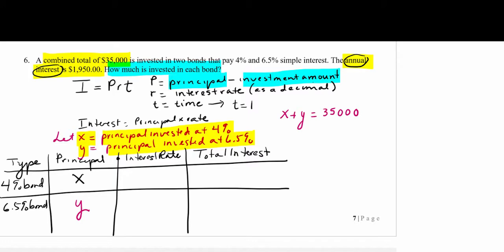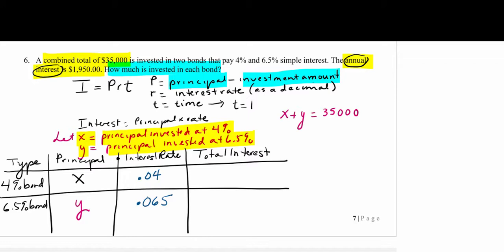So a 4% bond, the interest rate would be 0.04, 4 hundredths, because the percent symbol means divide by 100, right? 4 divided by 100, so 0.04. And then the 6.5%, that as a decimal will be 0.065. So 6.5%, move the decimal two places to the left because you're dividing by 100.